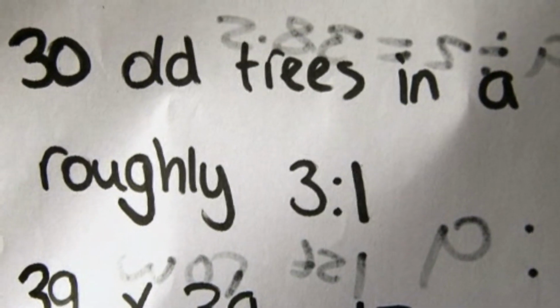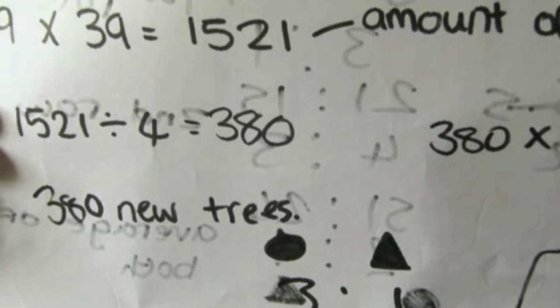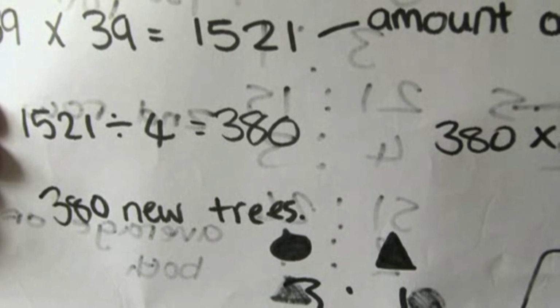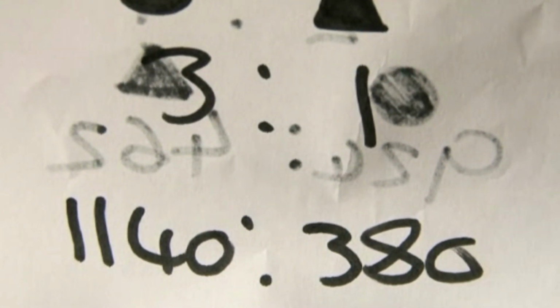Worked out the amount of old trees on the first row and the new trees on the first row, and it was roughly a ratio of 3 to 1. So then we did 1,521 divided by 4 and worked out that old trees were about 1,140 overall and new trees 380.